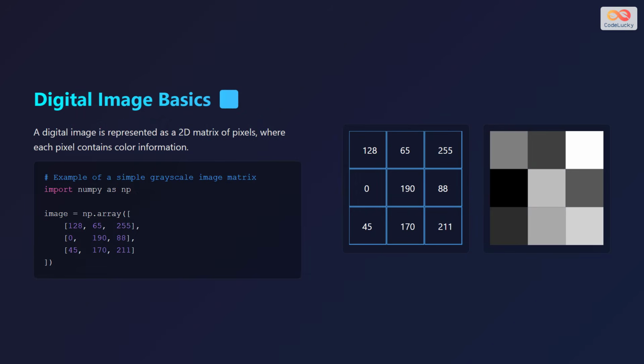To understand computer vision, we first need to grasp the basics of digital images. Think of a digital image as a two-dimensional grid of pixels. Each pixel holds color information. The example here illustrates a simple grayscale image matrix. We import the NumPy library, a powerful tool for numerical operations in Python, and then create a matrix representing a grayscale image. Each number in the matrix corresponds to the intensity of a pixel. Values range from 0, which represents black, to 255, which represents white, with various shades of gray in between.